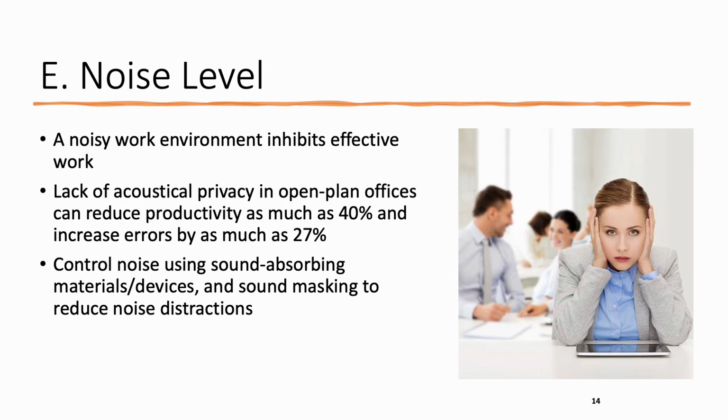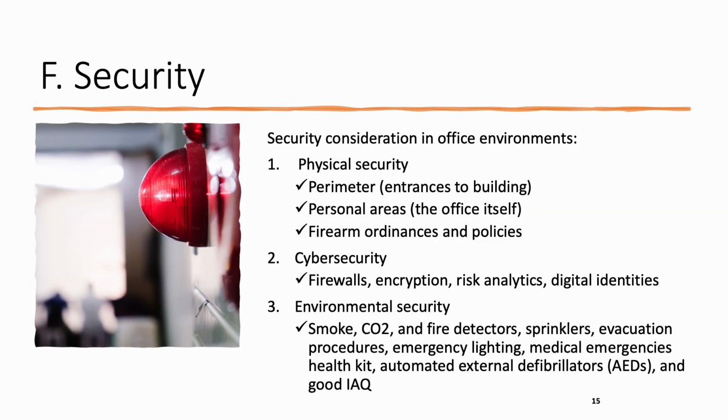The next aspect to consider is noise level. Noise in the office can be a disturbance and inhibit effective work. Therefore, if the office has an open plan layout, there should be spaces with acoustical privacy for focused work. We can also control noise by sound absorbing materials and devices and sound masking, which adds background sound to reduce noise distractions. Finally, we should also consider the security aspect in a workplace.